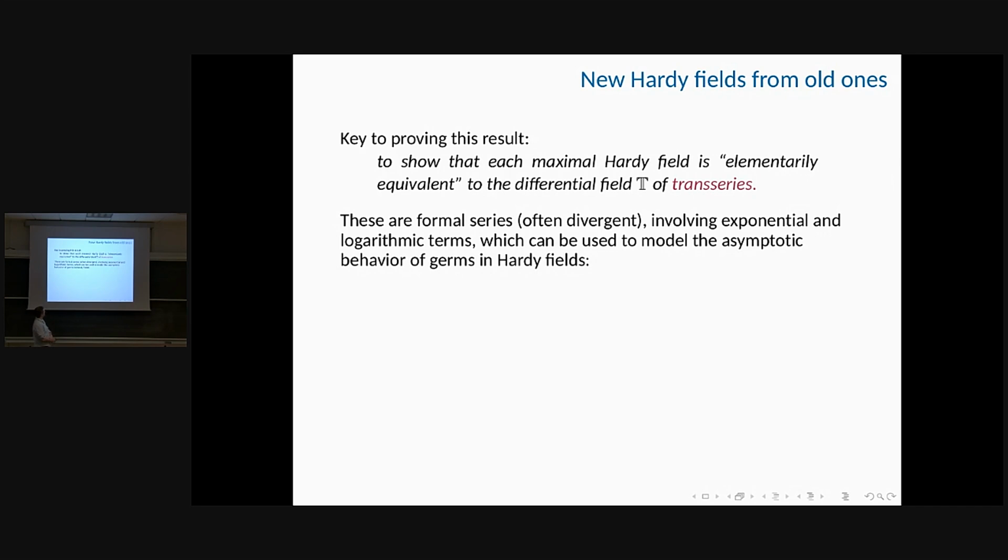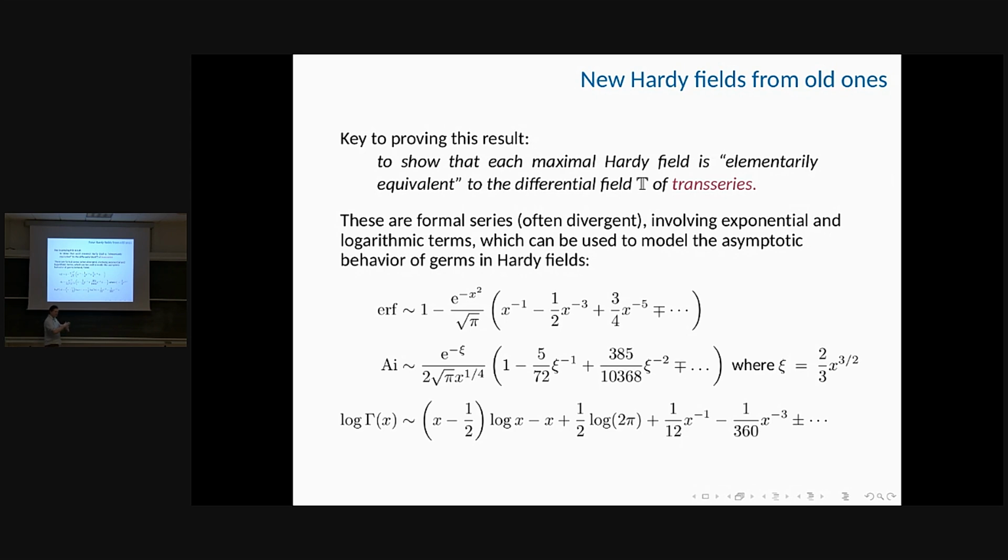They involve exponential and logarithmic terms, and they can be used to model the asymptotic behavior of functions that live in Hardy fields. So for the examples that I had up on the board, I wrote down a few of these classical asymptotic expansions, and you can see that they are series that are not just power series in 1 over x, like here, but also involve exponential terms. Right? So here is for the Airy function. For the gamma function, it's even worse. I wrote it here for the logarithm, but yeah, you have log x, for example. So this series on the right would be examples of transseries. I don't want to give the formal definition of what this T is, but I think these examples should give you an idea of what transseries look like.